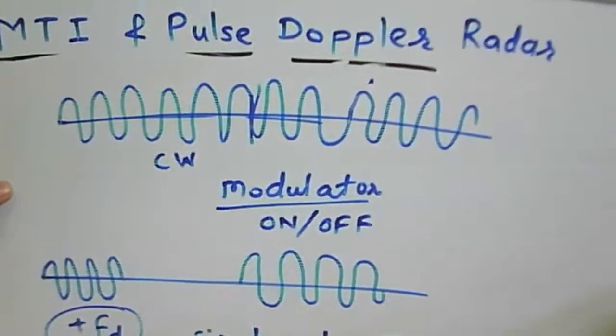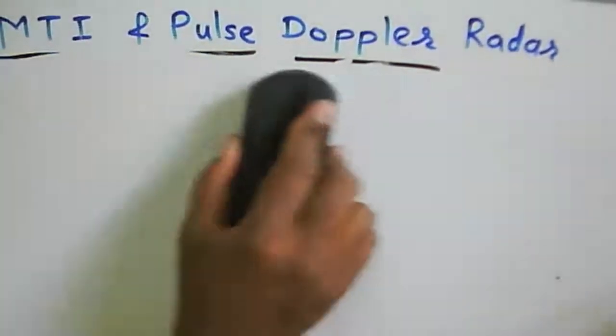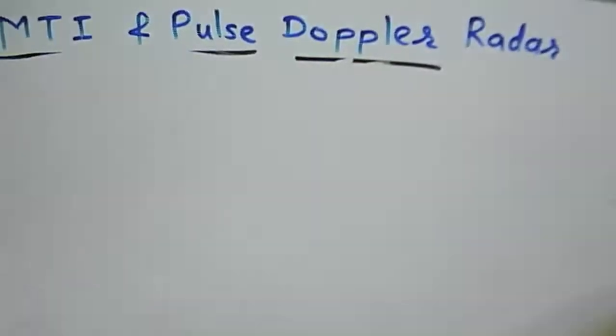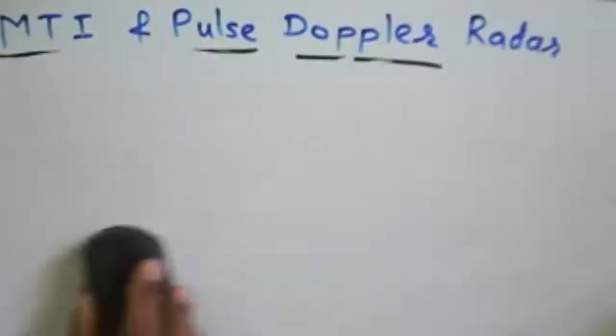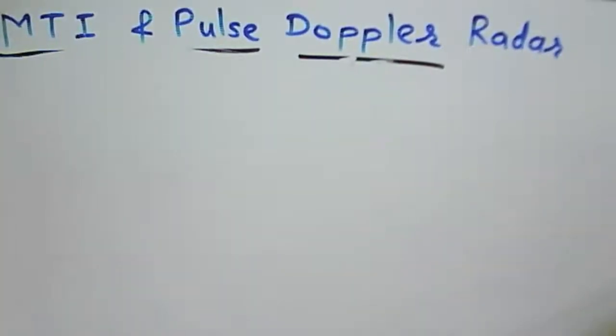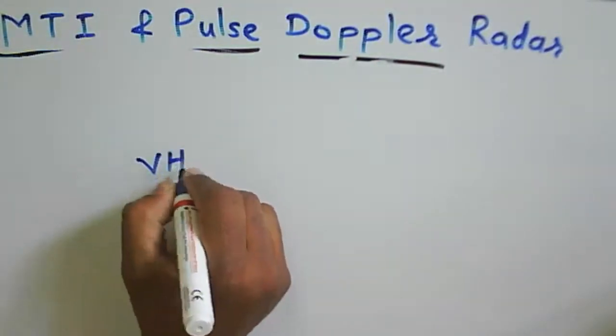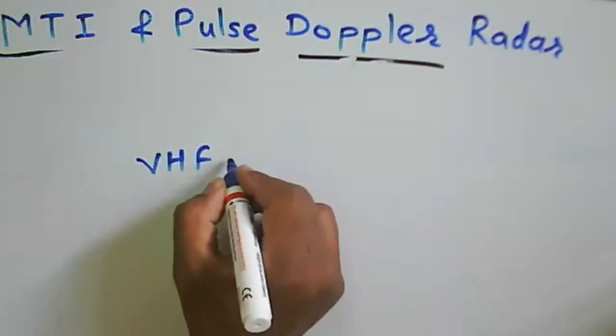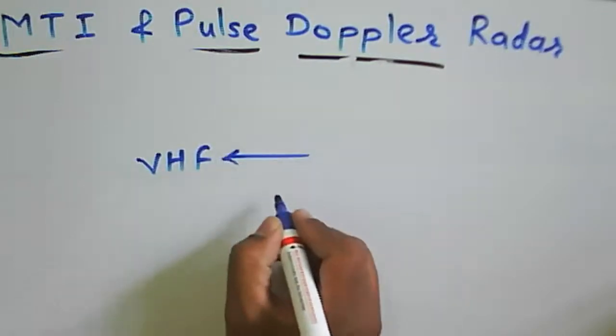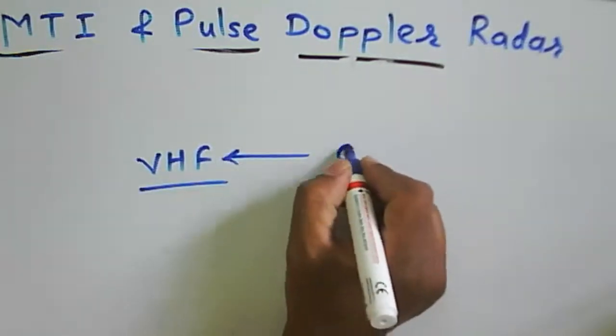We can consider that there are some issues with low frequency and high frequency, and suppose we are using a low frequency signal, for example a VHF signal. In that case, what happens? If I am going to use a VHF signal, because in the same VHF frequency band there are other applications.